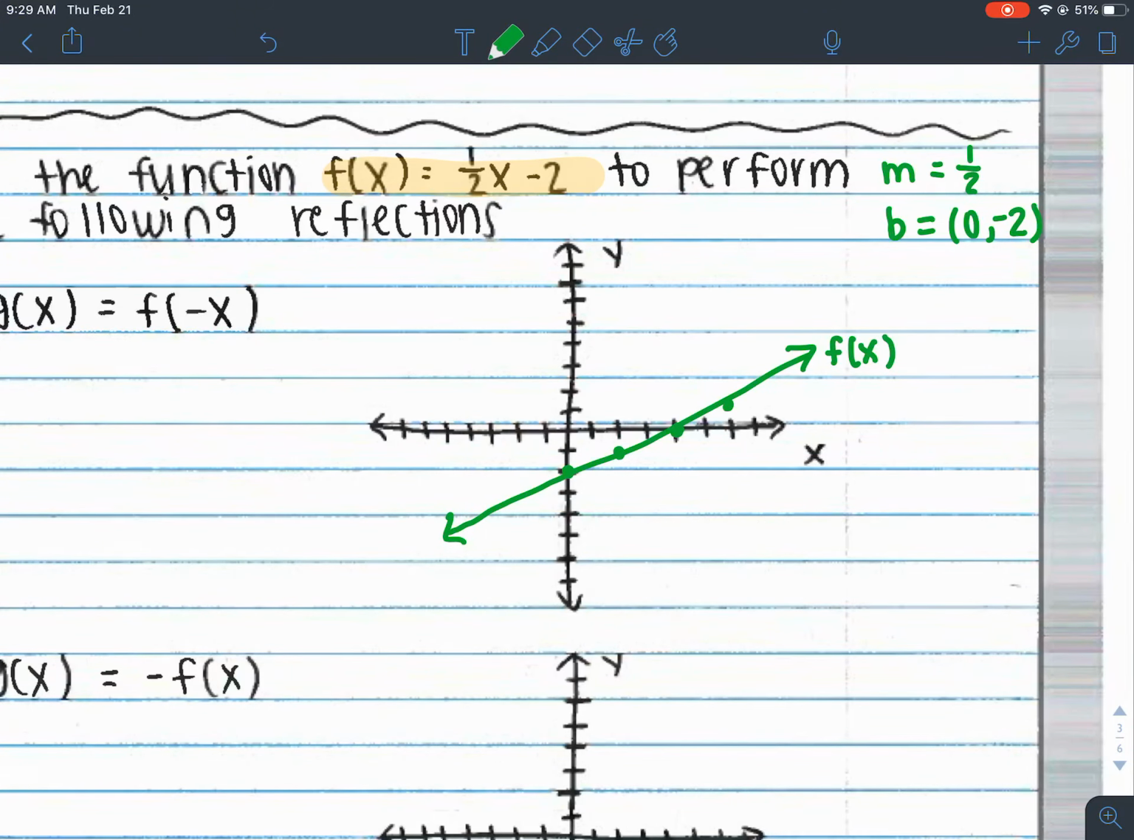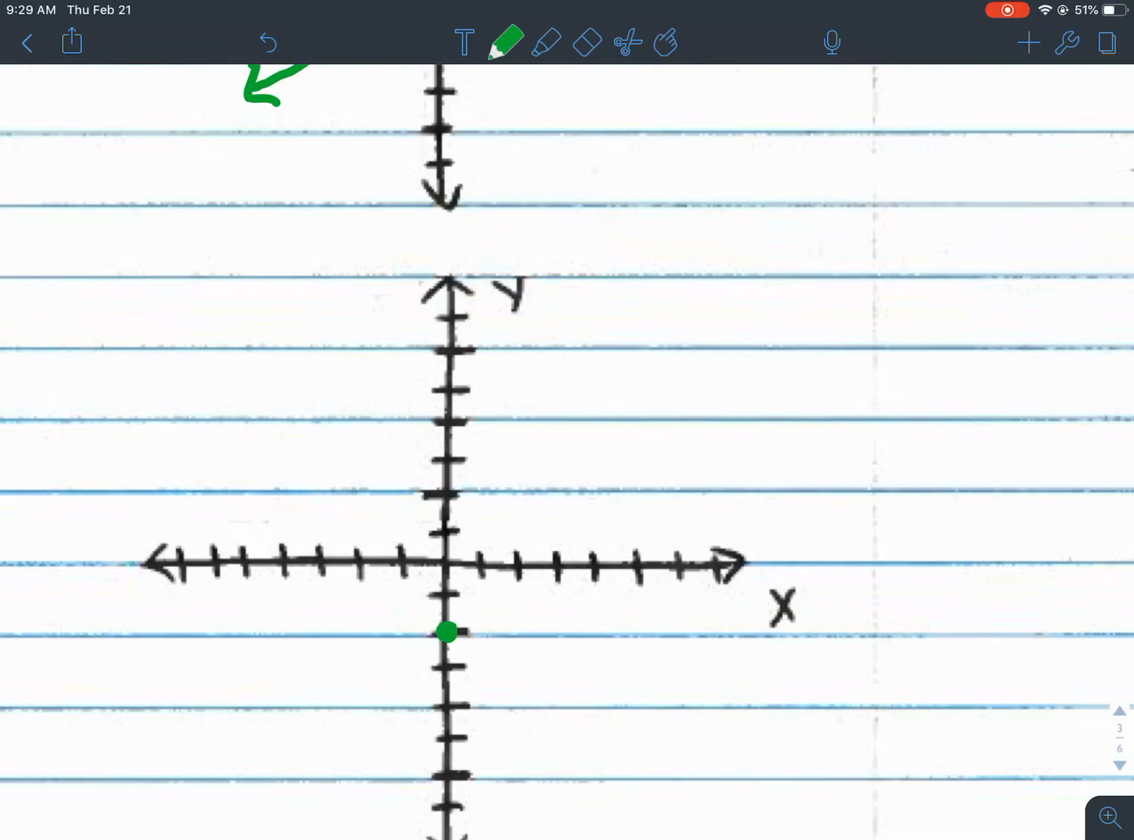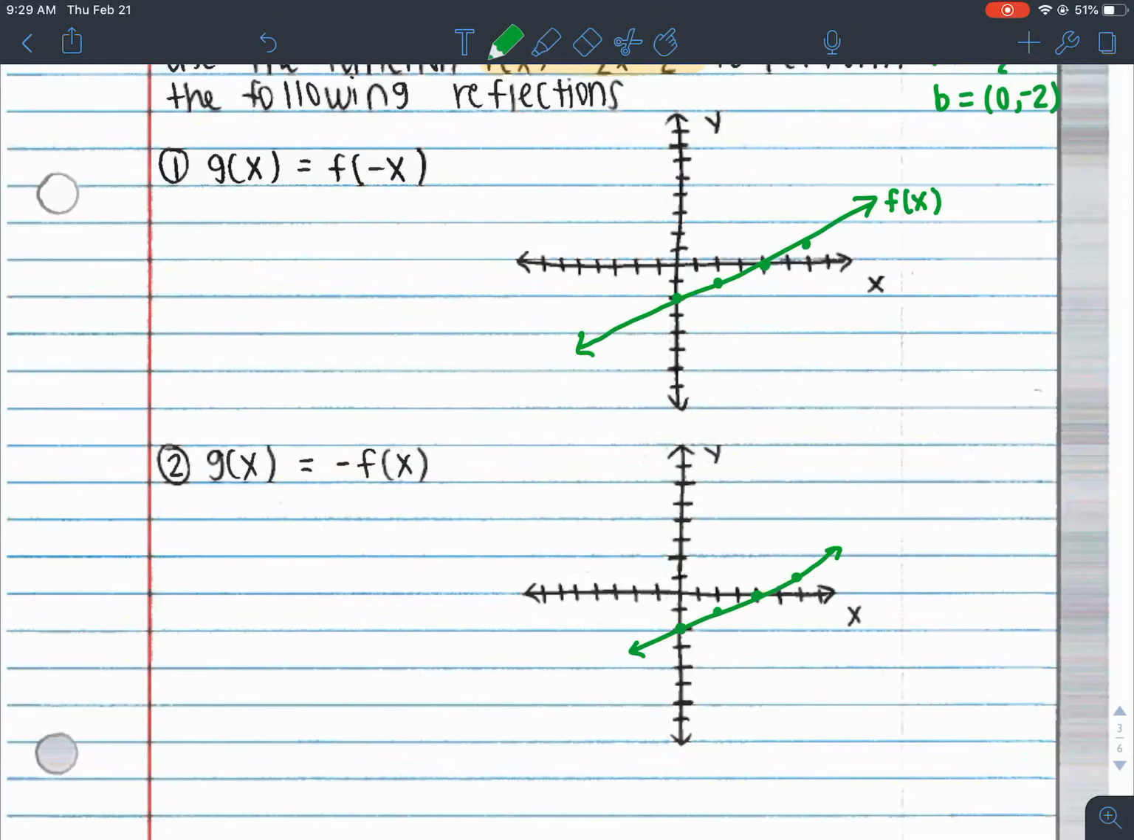We learned how to graph linear functions in the last unit, so this should not be a surprise to you. Then I'm going to do the same thing here. I'm starting at -2 for my y-intercept, and I'm going up 1 over 2, up 1 over 2, up 1 over 2. All right, so I have my 2 lines there. Again, make sure you label them. You'll get points off if you do not.